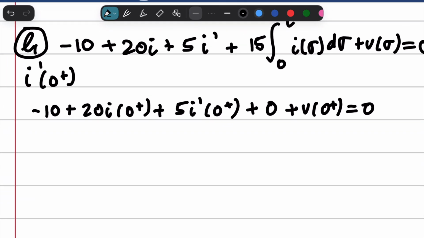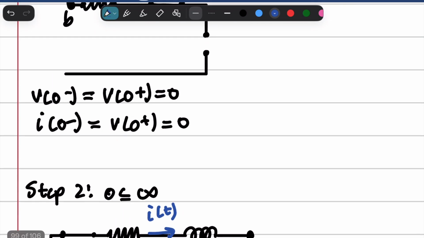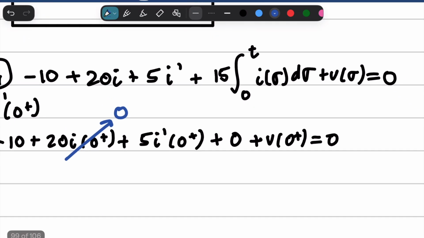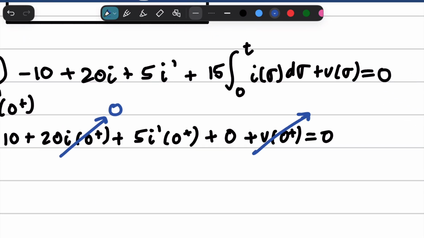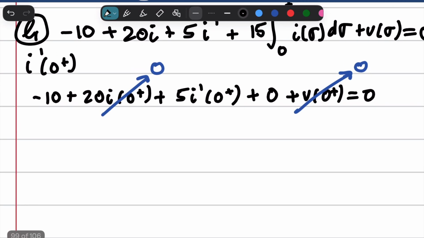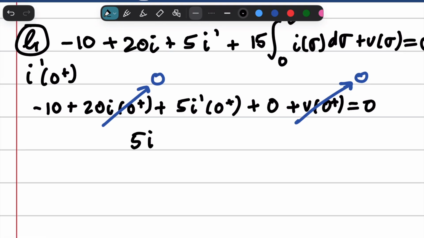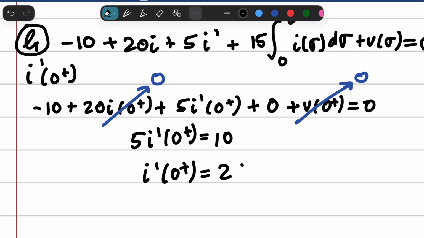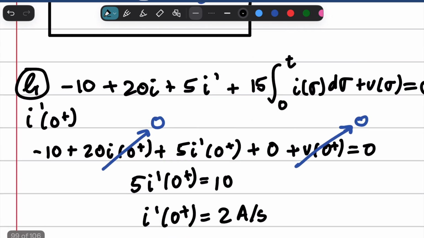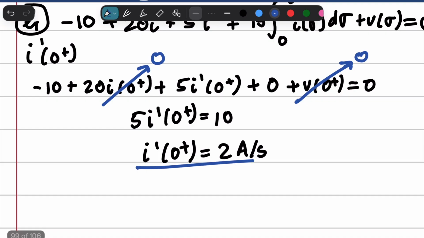And let's see, this right here is going to be 0 because we've got our good initial conditions here of just 0, so we can just cancel all of these guys out. And we're going to be left with 5I prime of 0 plus equals 10. And so simplifying that down, we get 2 amps per second, okay, because it's a derivative with respect to time. Nice, nice, nice. So we're going to hang on to that.